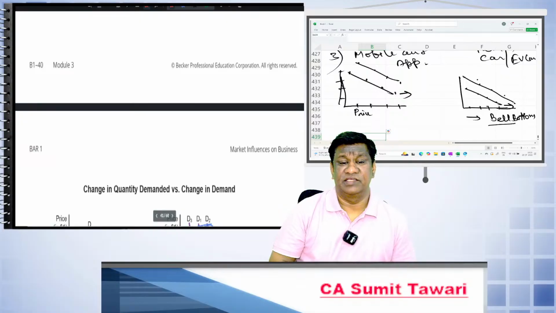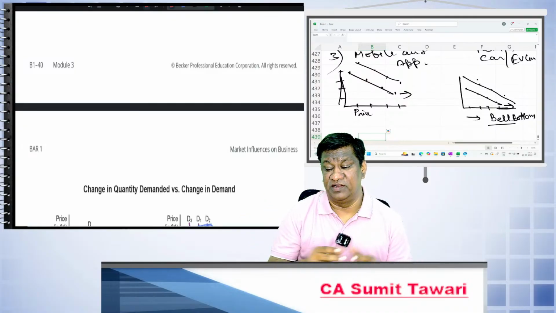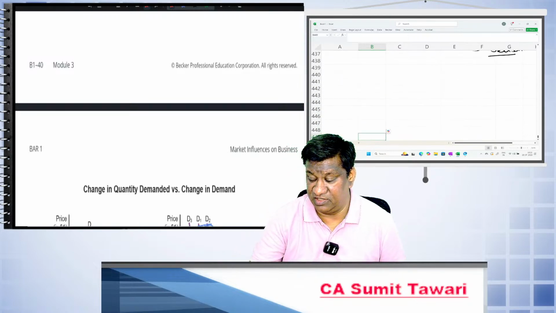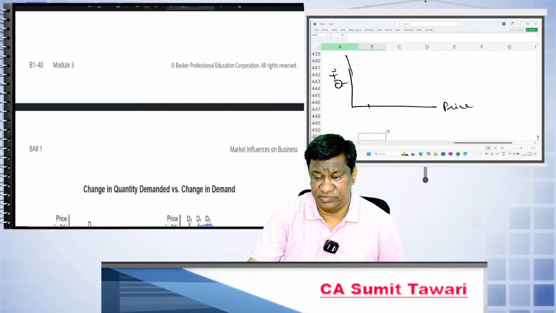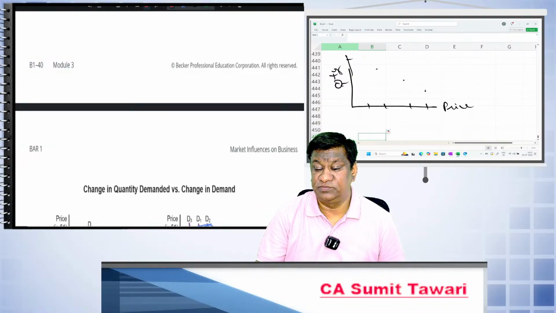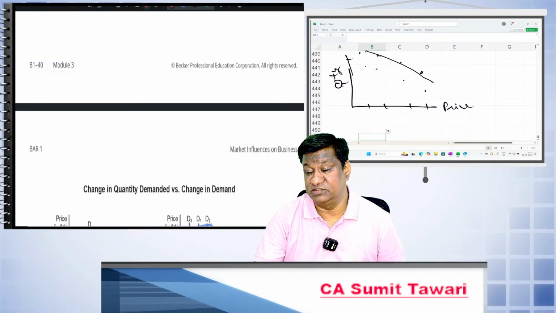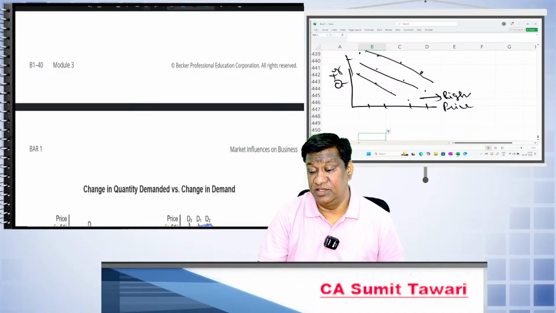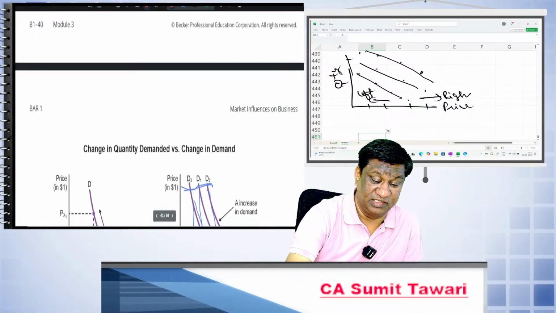So whenever there is an increase in demand at the same price, the demand curve shifts to the right side. And when there is a decrease in demand at the same price, the demand curve shifts to the left side. You can see the example. Price, quantity. At this price, if the demand increases, then it goes to this. So if the demand increases, the curve shifts to the right. But if the price is the same and demand decreases, then it shifts to the left.